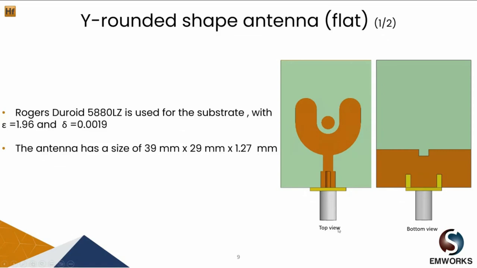On the right, you can see the top view and the bottom view of the antenna. The bottom view corresponds with the ground plane. A 50 ohm SMA connector is used for feeding the antenna.